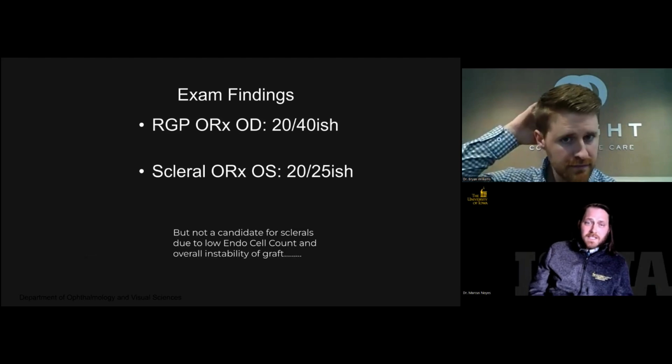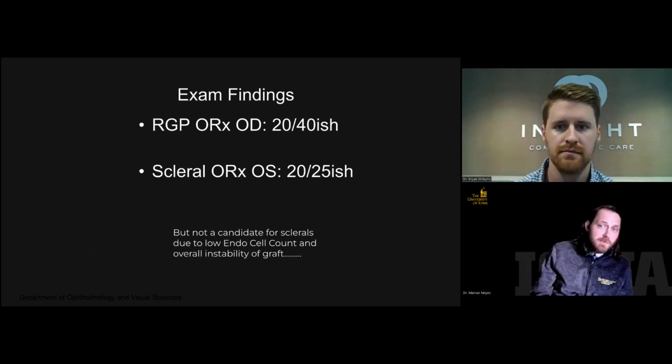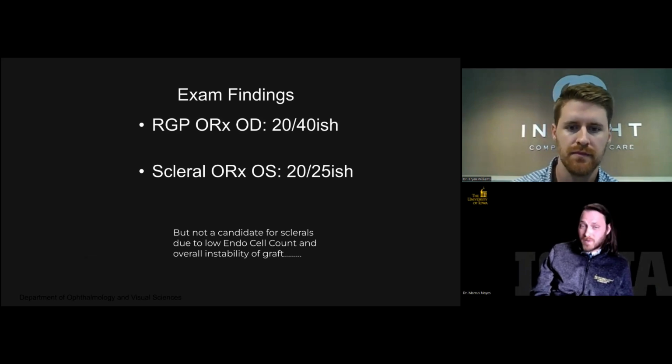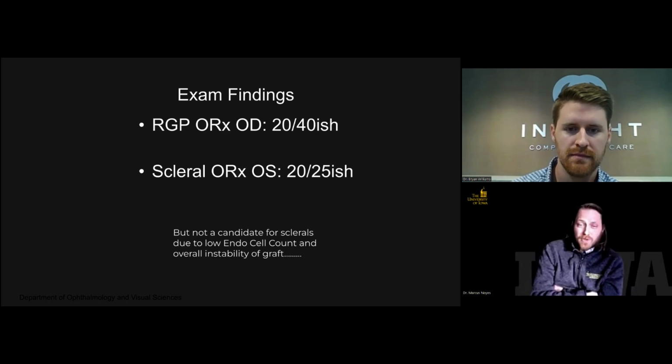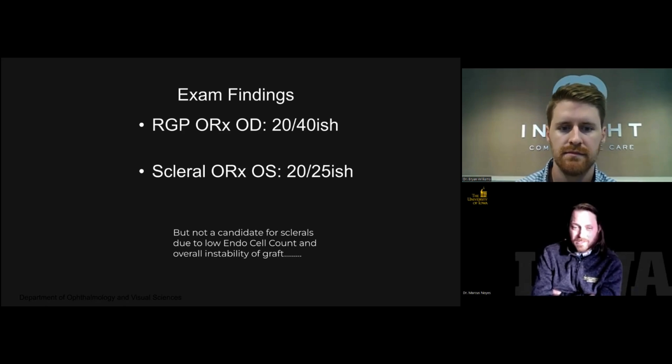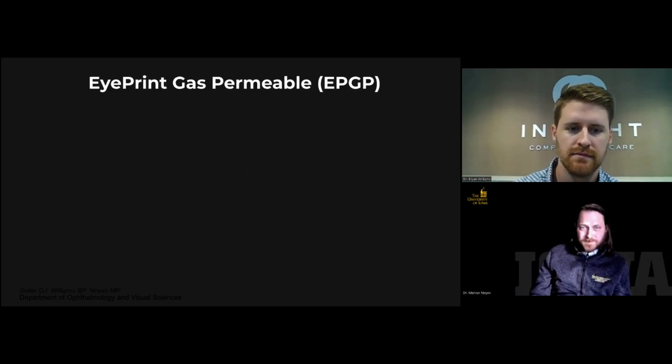So his exam findings, he was 20/40 with an RGP overrefraction in the right eye and 20/25 with a scleral overrefraction in the left. Unfortunately, after repeated endo cell count measurements and the instability of his graft and just how long he's had those, they were in the 1970s, he's a pretty poor candidate for sclerals. So this was a time when we actually elected to not do sclerals for a patient like this.